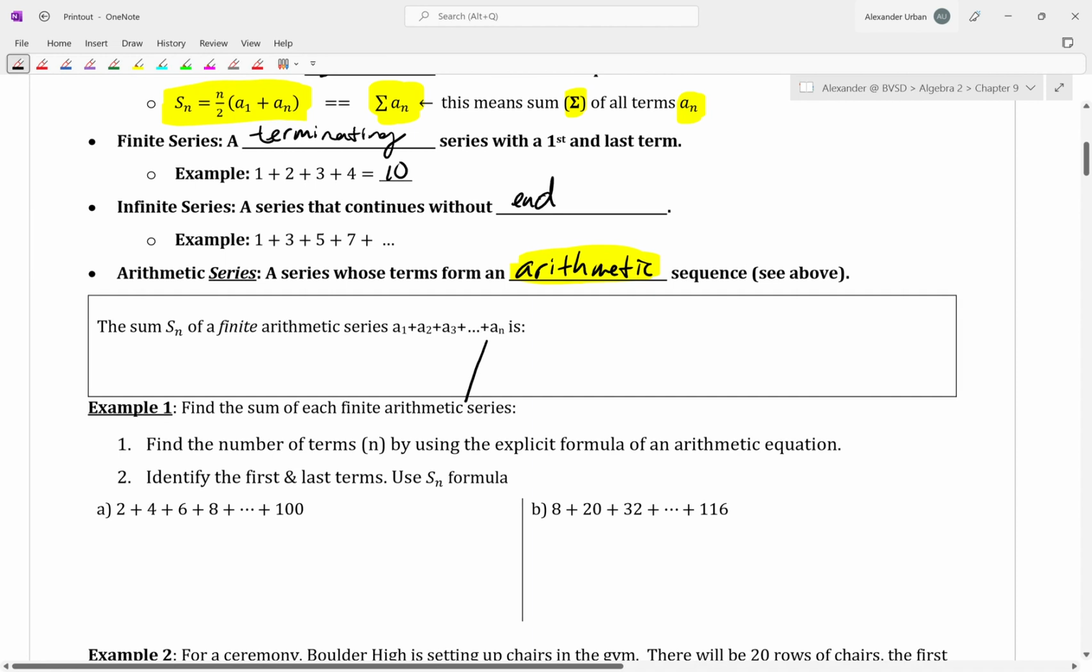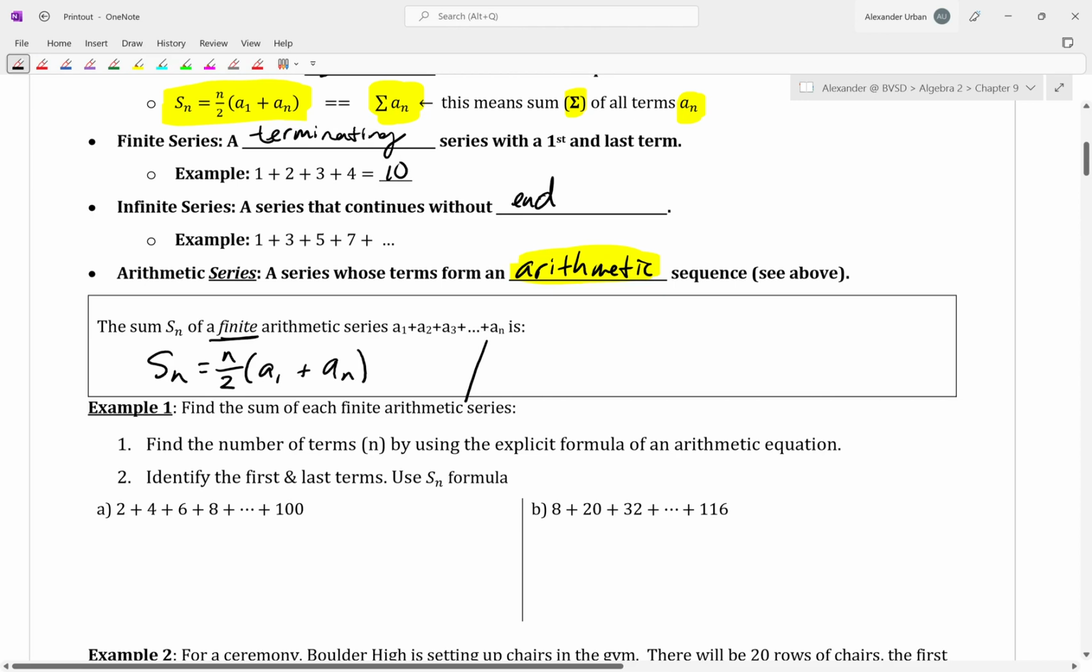The sum S sub n of a finite arithmetic series is a sub 1 plus a sub 2 plus a sub 3 all the way to the last term, a sub n. Notice that we said finite. And that's this: S sub n is equal to n over 2 times a sub 1 plus a sub n.